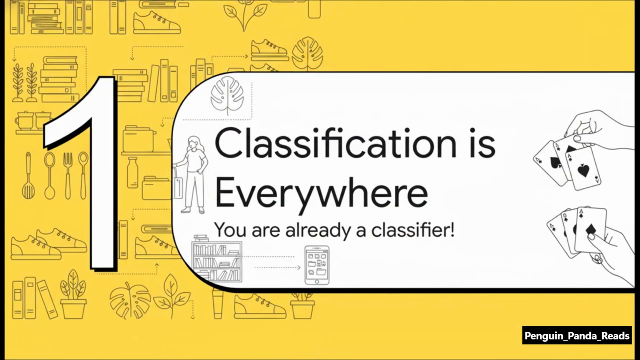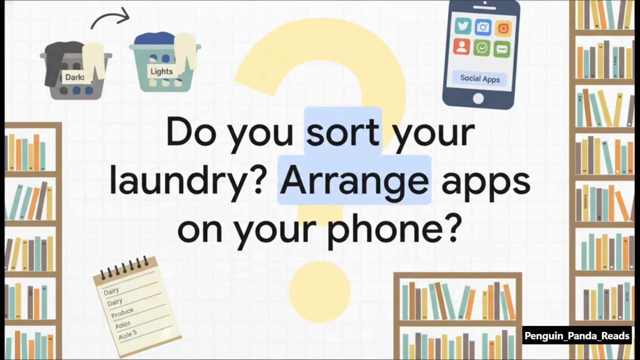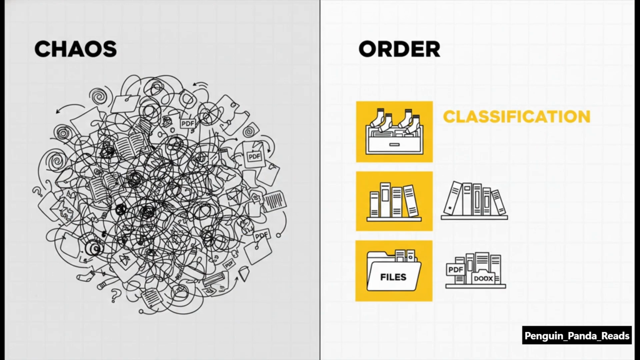So let's kick things off with a simple but pretty powerful idea. Classification isn't some dusty old library thing. No, it's a life thing. It's something you do every single day, probably without even realizing it. I mean, think about it. When you separate dark clothes from light clothes, or when you group all your social media apps into one folder on your phone, or even when you organize your grocery list by aisle, what are you really doing? That's right, you're a classifier. The same logic that helps you find your socks in the morning is the same basic process we use to make sense of a chaotic world. It's a fundamental human instinct.